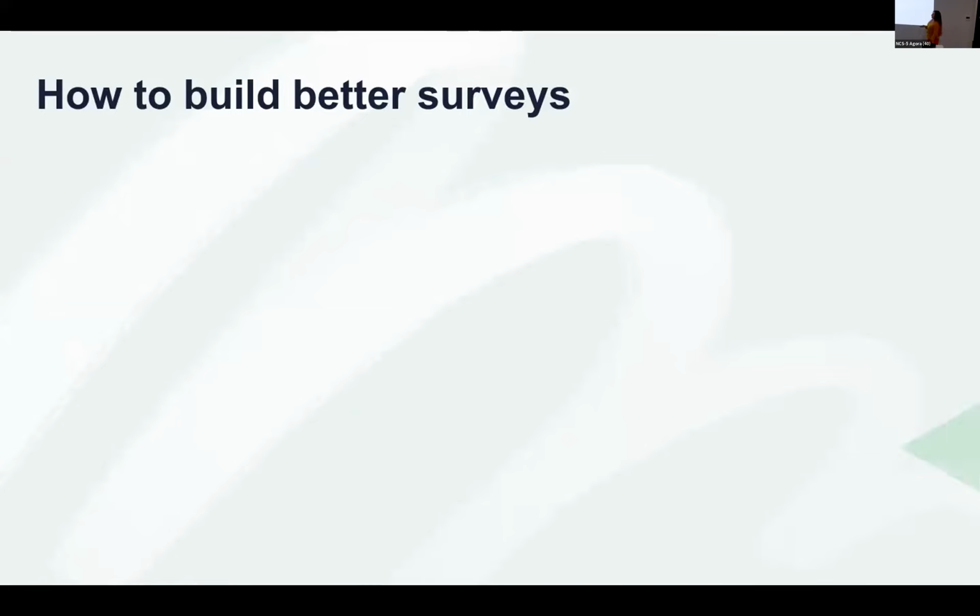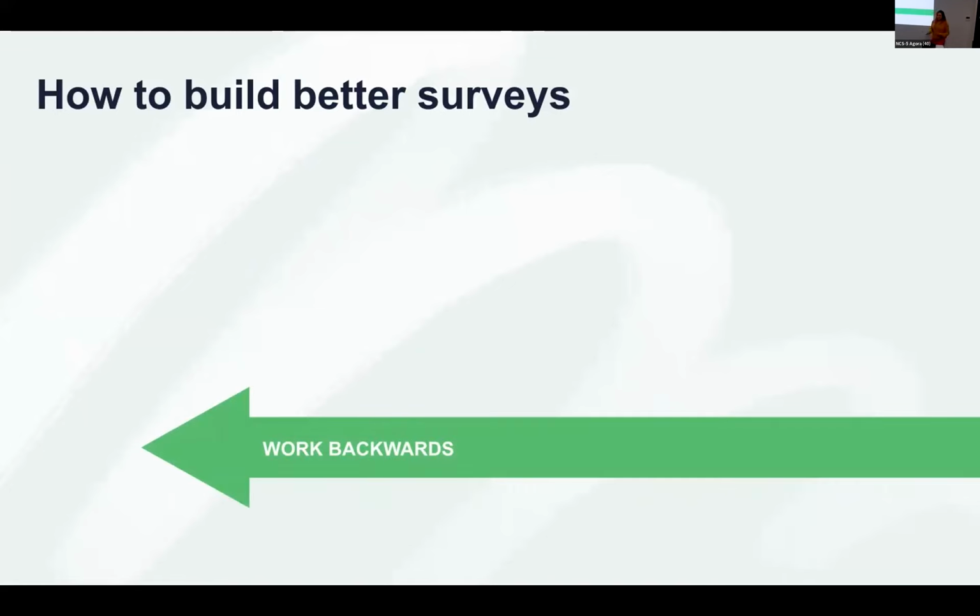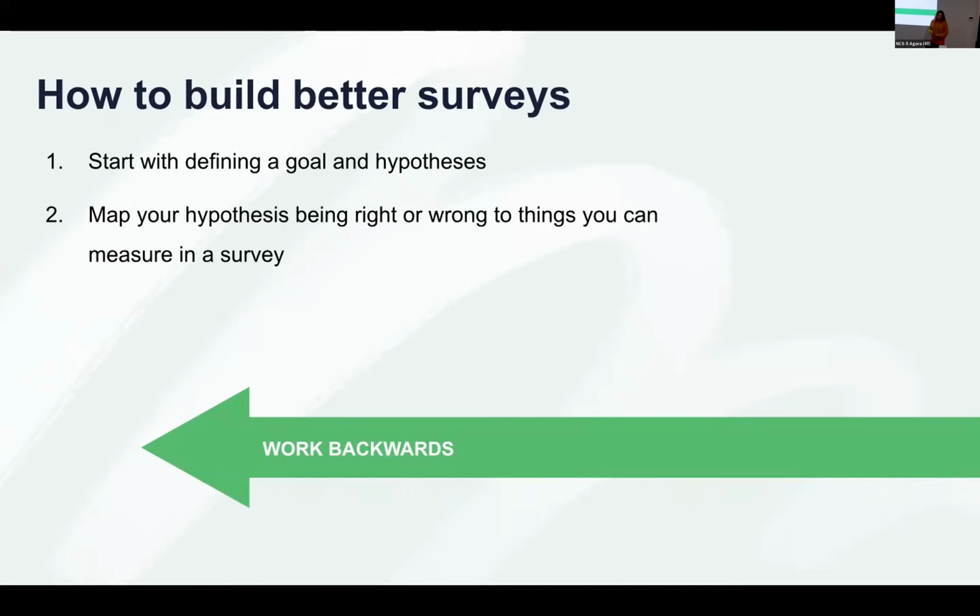But yeah, surveys. What would I suggest to do instead? Instead, I would suggest to work backwards. So I have my survey, and there was a very good question about the purpose. What is the purpose of running this survey in the first place? This is what I suggest to start with. Start with defining a goal and hypothesis that you have. Based on the goal and hypotheses, map how those hypotheses being true or not true can be measured in a survey. What are the things that you can actually ask that will be truthful? And based on that, construct the questions. So don't start constructing the questions right away. Start working backwards.